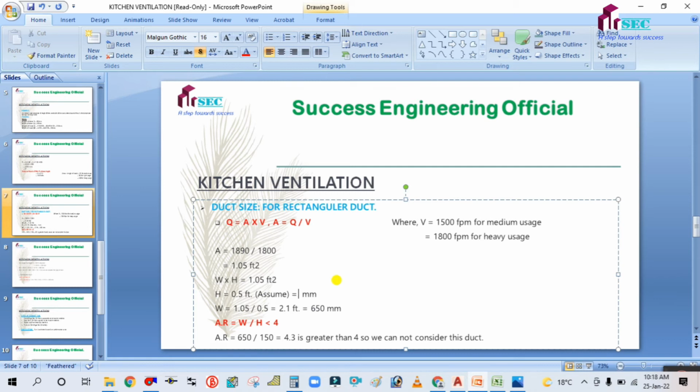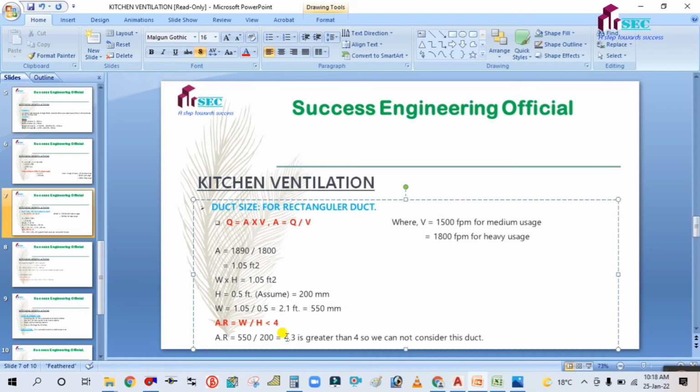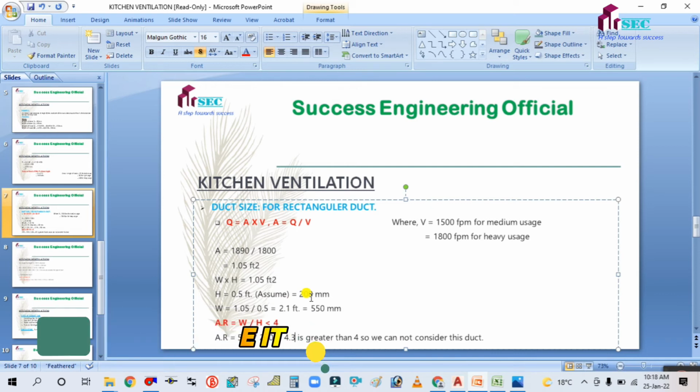Here the duct size, 200 is what we assume, and here will be your 550. So aspect ratio is 550 by 200. Aspect ratio will be 2.75. Here 4.3 is greater, so we cannot consider this tag, because once we consider 150, then it was 4.3, so we do not consider it. Okay, let's go with the same example. Then next we will see.